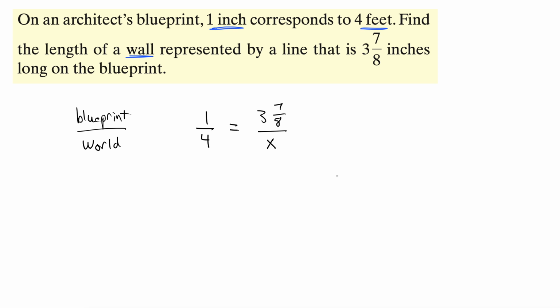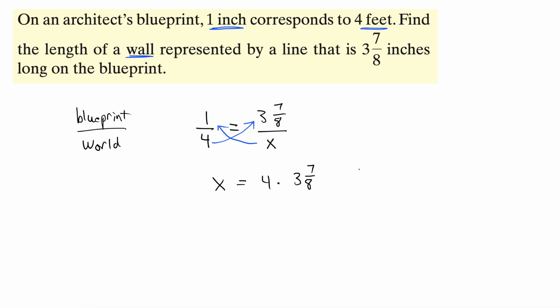Okay, well now we have a proportion. When we set two ratios equal to each other, that's a proportion. We solve proportions by cross multiplying. Alright, so that gives us 1 times x is x equals 4 times 3 7/8.